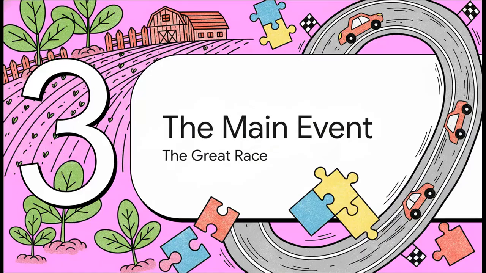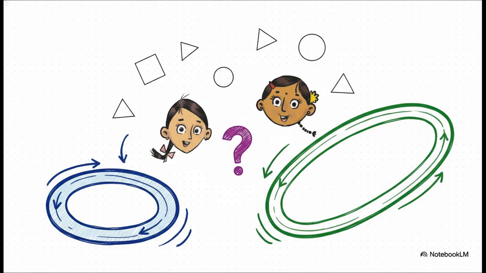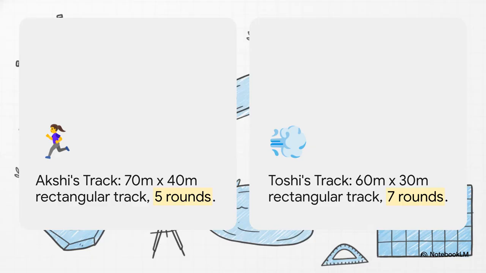Whew! Let's take what we've learned and head to the racetrack for a fun little challenge. Hey, Akshi's back, and this time she's racing her friend Toshi. But take a close look. They're not on the same track. The tracks are different sizes, and they're running a different number of laps. So the real question is, who's actually running farther? So here's the deal. Akshi's on the bigger track, but she's running fewer laps. Toshi's on the smaller track, but she's running more laps. So who ran farther? Let's do the math and find out.